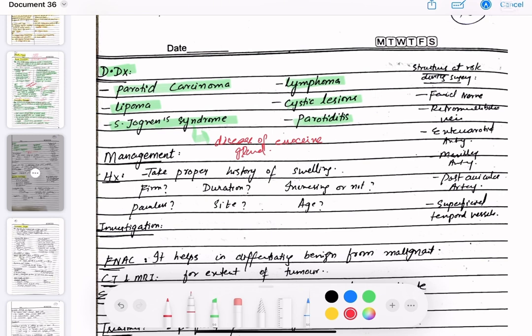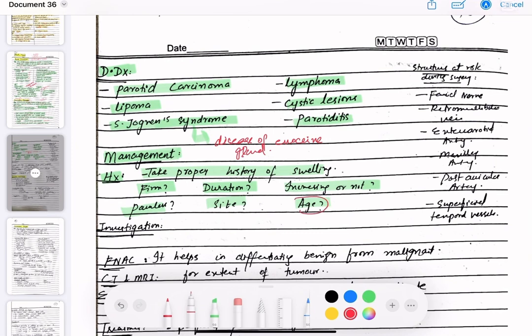Now, what are the management options for this case, that is pleomorphic adenoma? First of all, take a proper history of the patient: whether it is firm, what the duration is, whether it is increasing or not, whether it is painless or not, what the site is, and what the age is. All types of carcinomas are related to these factors. For example, age: the risk of carcinoma increases with age.